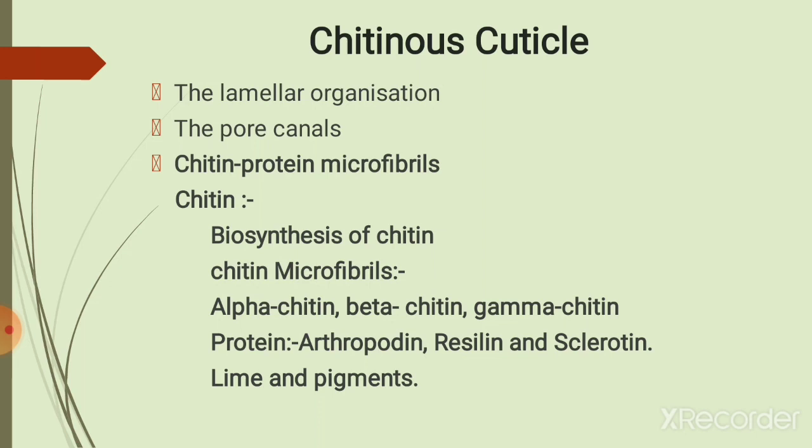Then the next point is protein. There are 3 proteins. The first protein is arthropodin. Arthropodin is a mixture of various proteins and is devoid of sulfur containing amino acids. It resembles sericin or silk gelatin in its general properties. It is water soluble. It constitutes primarily the pro- and endocuticle, representing the untanned protein.